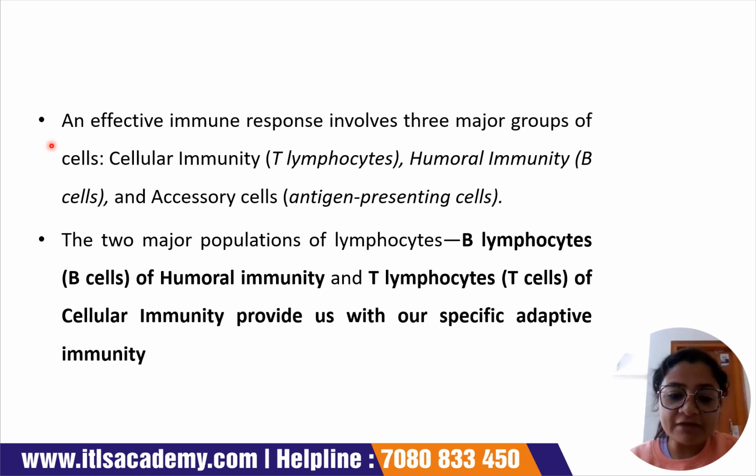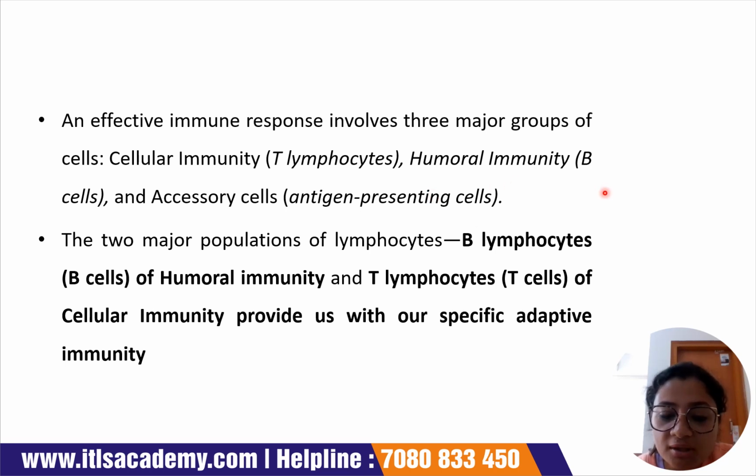Moving forward, an effective immune response will involve three major groups of cells. Very important. What are they? The cellular immunity, which will involve the T lymphocytes or the T cells, because lymphocytes are of two types. What are lymphocytes? It's a type of WBC. So it's of two types: the T cells and the B cells. They are also known as T lymphocytes and B lymphocytes.